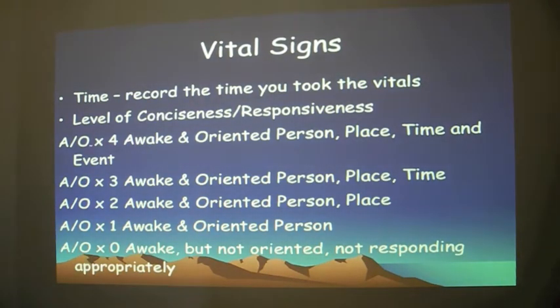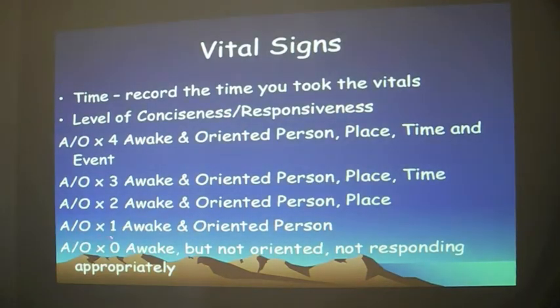Okay, so the 4, they're awake, they're oriented to the person, place, time, and event. A&O times 3 means they're awake and they're oriented, but you see we lose the event. So they know who they are, where they are, and about what time it is. A&O times 2 means we're only oriented to person and place, so we know who we are and where we are, but we lose time and event.